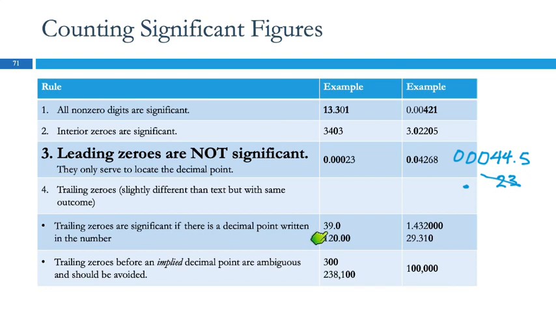But here, 39.0. Did I have to write the 0 to hold the decimal place? No, there's an actual decimal point. I don't need it. Why did I write it? Because I measured it. Okay? So here, 120.00. It doesn't matter if the 0 is before the decimal point or after the decimal point. It just matters those are trailing zeros and there is a decimal point. You count them. Okay? This is going to take a little practice making mistakes and we'll figure it out.